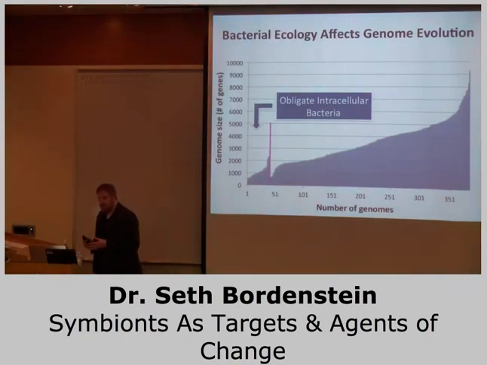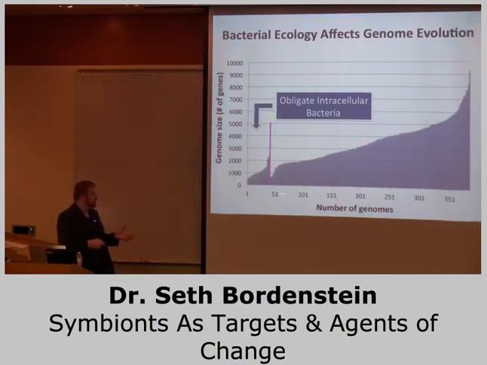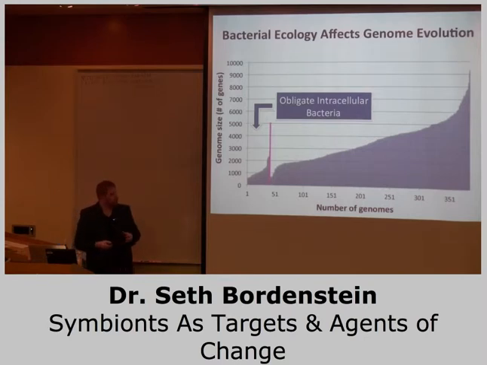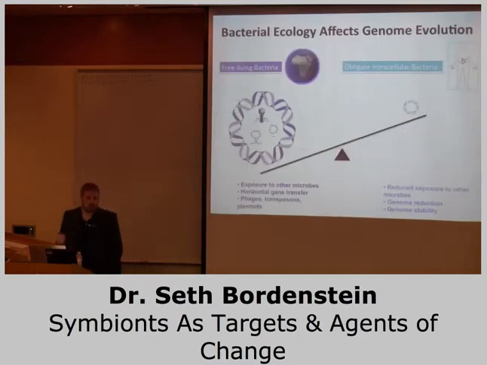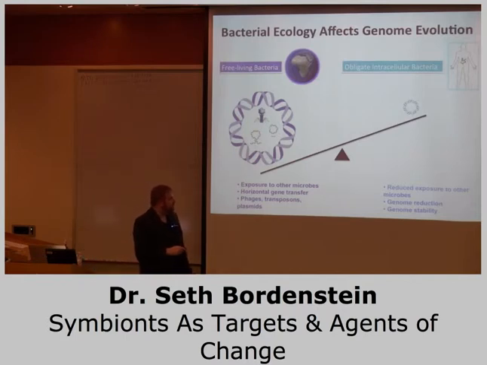A lot of good labs over many years have shown this to be quite true. If you look at genome size, we sampled 400 genomes and showed that obligate intracellular bacteria, as was already known, have small genomes relative to facultative and free-living bacteria, which have a lot more variation. So obligates classically get small. That's the paradigm, and indeed, it's well proven. Free-living bacteria have big genomes, with phages, transposons, and plasmids abundant, exposure to other microbes, and horizontal gene transfer going on. Obligate intracellular bacteria are always small, with reduced genomes and reduced exposure to other microbes.